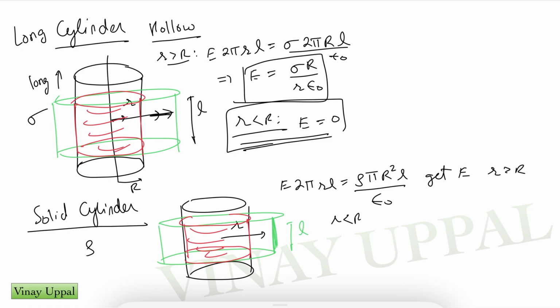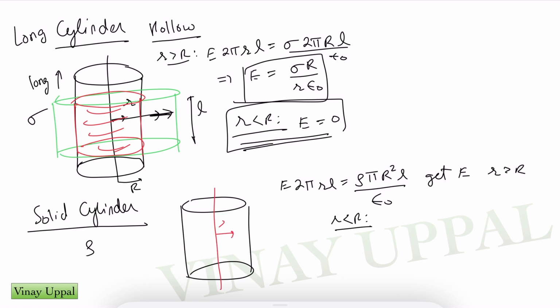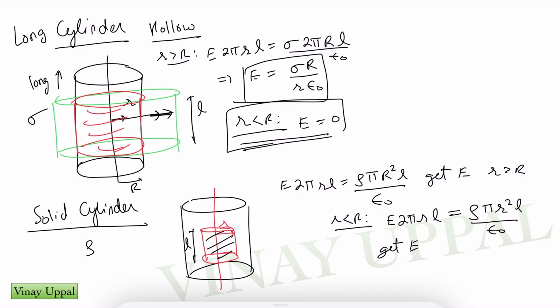And for r less than R, we'll consider a Gaussian surface inside. So I'll have E into 2 pi small rL again should be equal to charge enclosed here. So there will be density into pi small r square L by epsilon naught. This is for r less than R, and of course you can get the electric field once again. So this is how you get the electric field for a hollow as well as a solid cylinder.